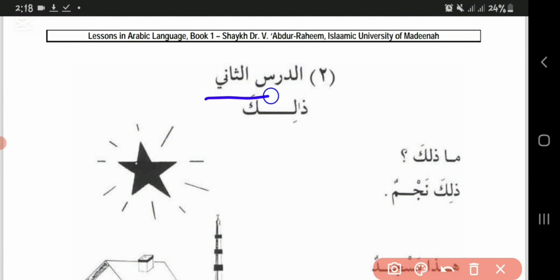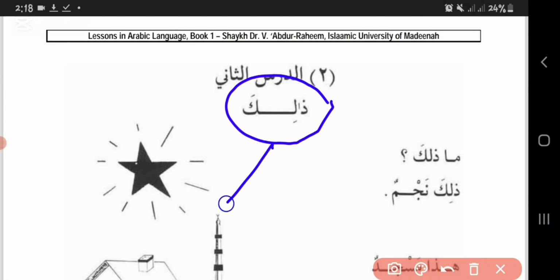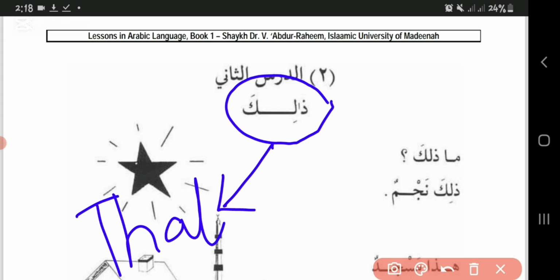Today, by the special grace of Allah, we are moving to the next lesson, which is lesson 2. Here we have Ad-Darsu Thani, meaning the second lesson. Ad-Darsu Thani would be on a topic known as Dhalika. Dhalika means that. That is a demonstrative pronoun for an object that is far. So dhalika means what?